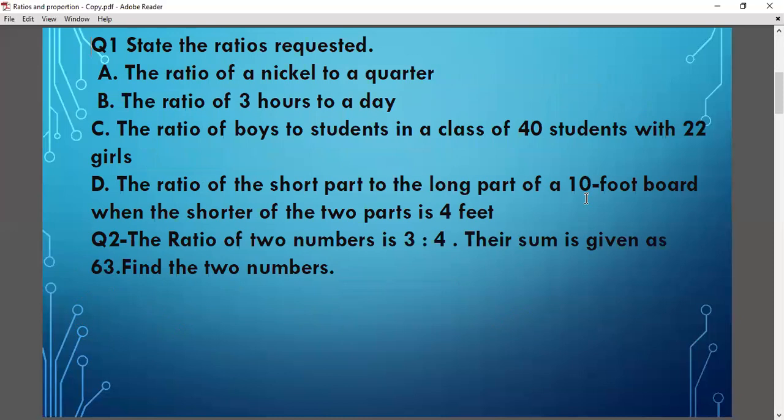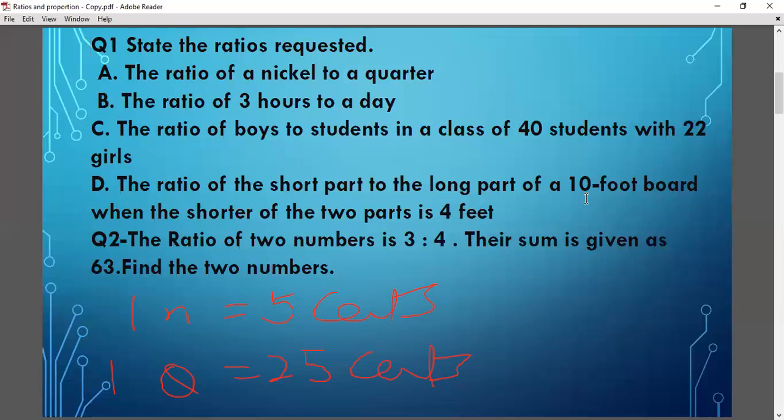Now the first question is: state the ratios requested, the ratio of a nickel to a quarter. First of all, you already know what a nickel is. One nickel equals 5 cents and one quarter equals 25 cents. These are all coins for US dollars. So 100 cents become $1.